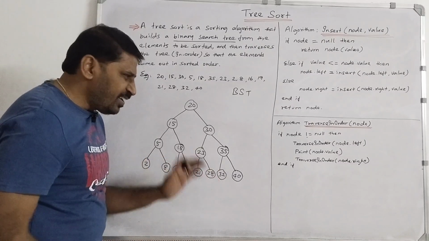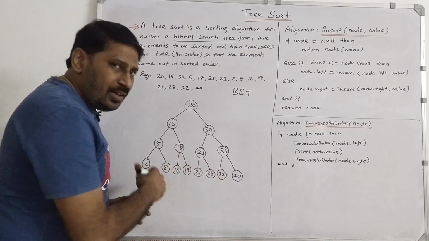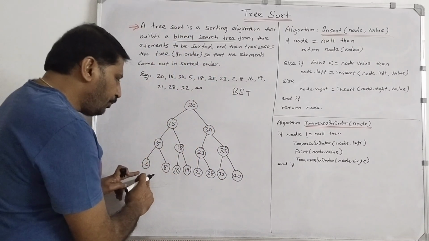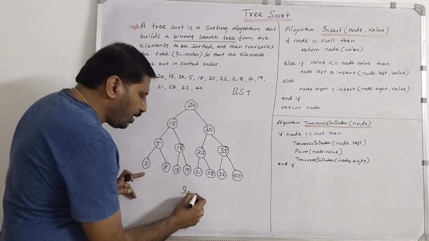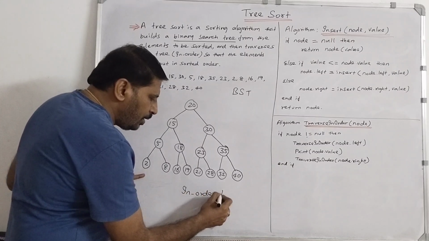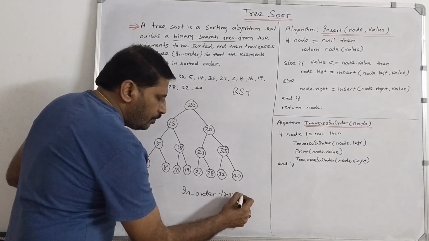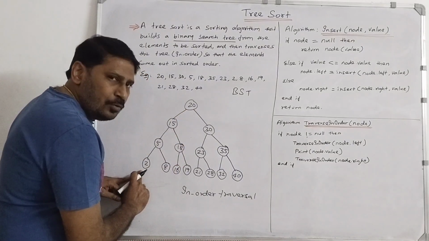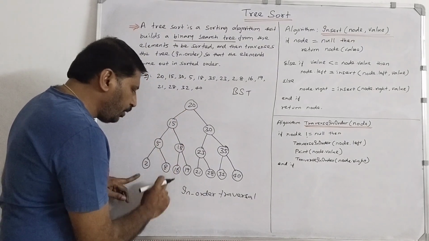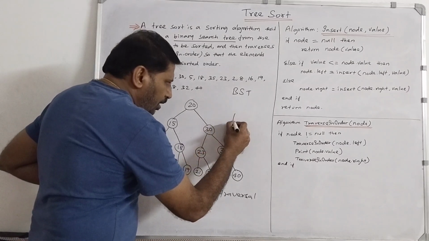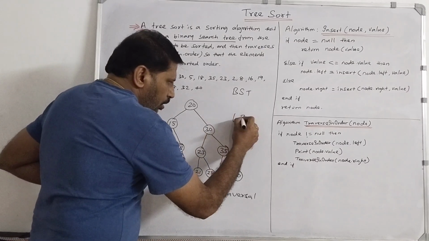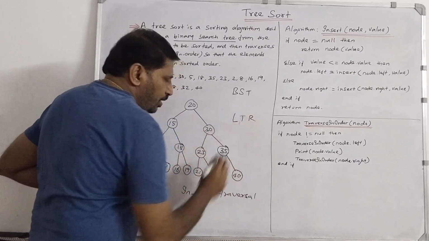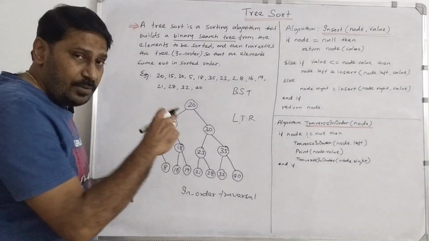What is the necessity of constructing the BST? After constructing the BST, as per the definition, we follow the in-order traversal. So in in-order traversal, what do we do? We have to come to the leftmost side first: left, top, right. In-order is nothing but left, root node or top, then right. We just note it down: left, top, right.